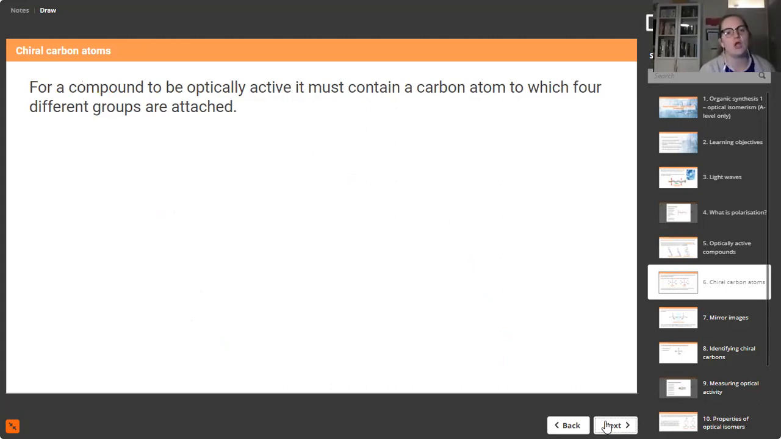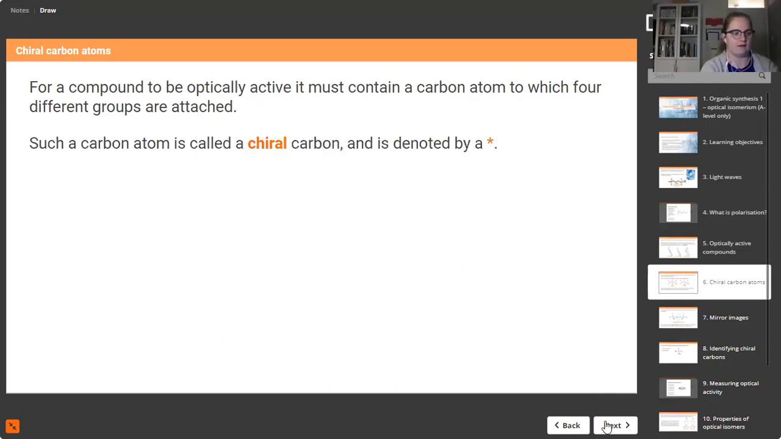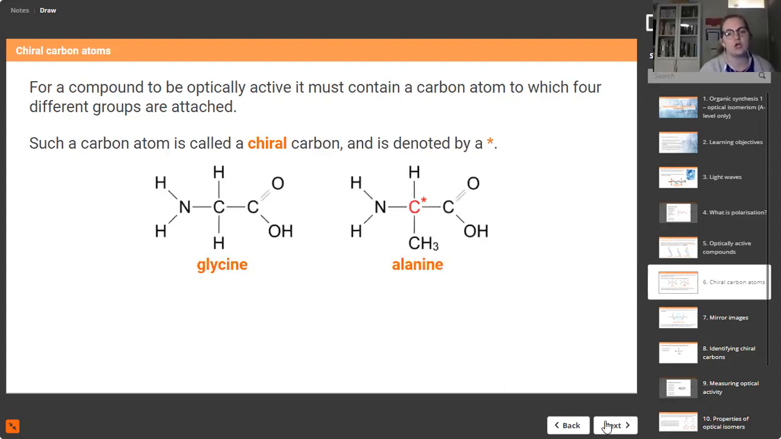So for a compound to be optically active, it must contain a carbon atom to which 4 different groups are attached. So if we have a carbon like this, we call it a chiral carbon. And you will sometimes see a little asterisk next to it. And an asterisk next to a carbon denotes it as being a chiral carbon.